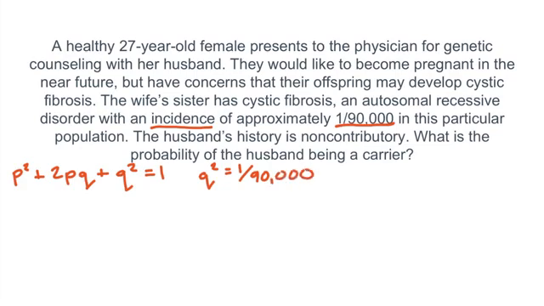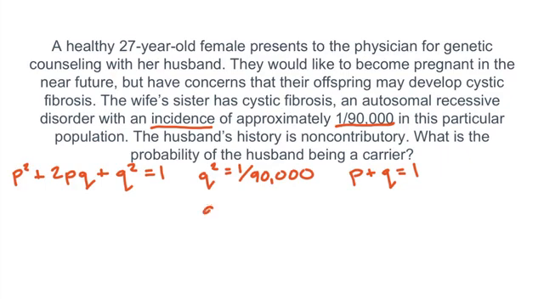The question asks, what is the probability of the husband being a carrier? From the same equation, recall that 2PQ represents the carrier frequency. So in order to know the probability of the husband being a carrier, we need to solve for 2PQ. We can do this by using the equation that I've already drawn on the screen in conjunction with the equation for the allele frequency, which is P plus Q equals 1. Okay, first we need to find out what Q is.